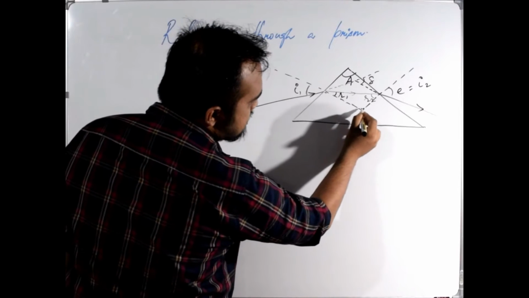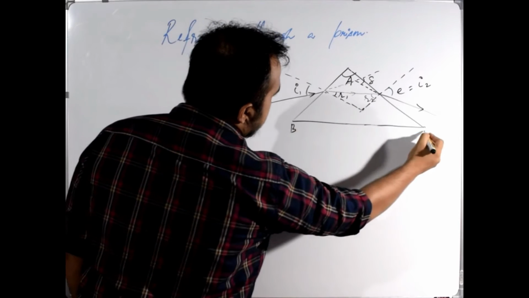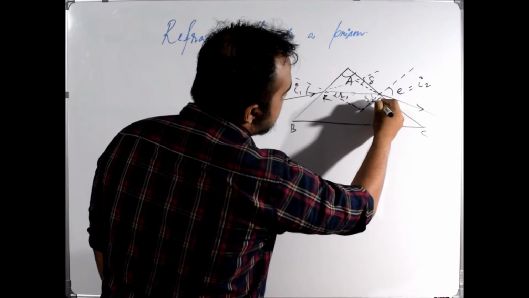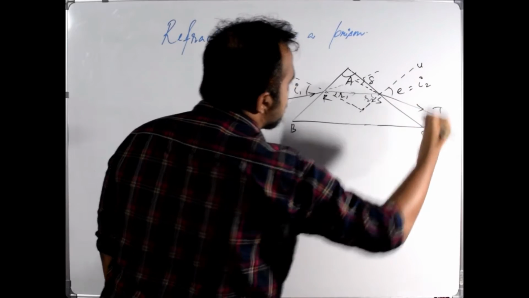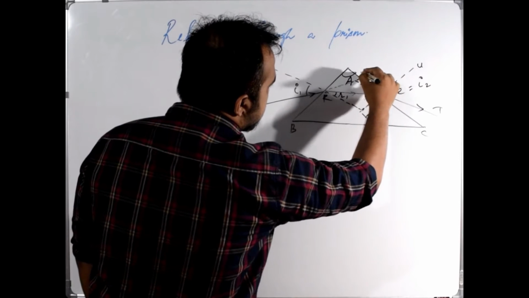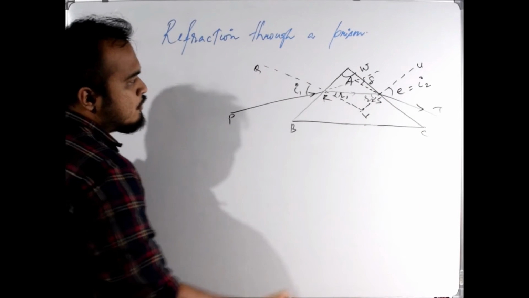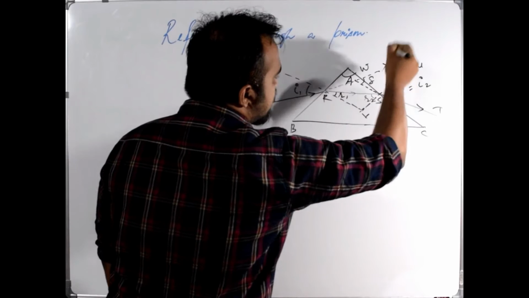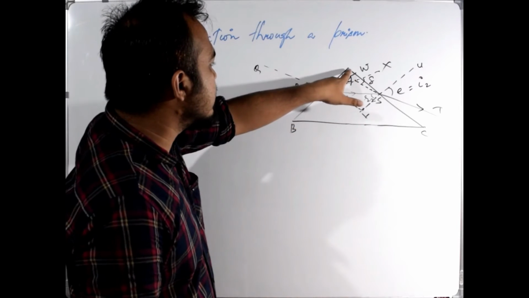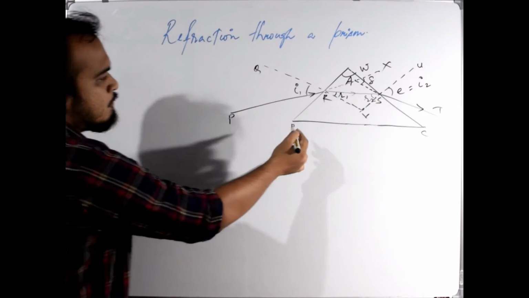And let us say, if this is A, we will say it to be B and C, and we can say this to be P, this to be Q, and this to be R, S, T, U, and V. Let us say this point to be W, and this point to be X. This angle is A, and the points are V, R, S, T, U, Q, P, B, C.